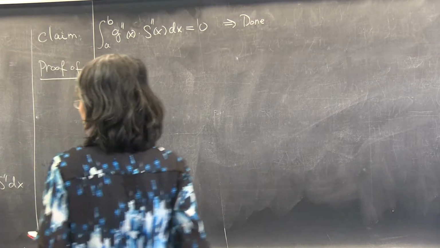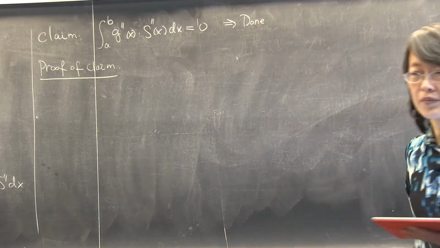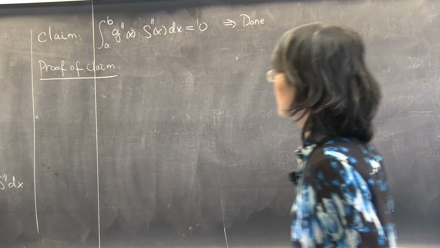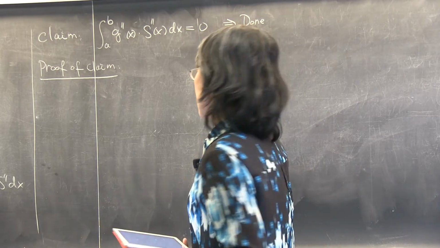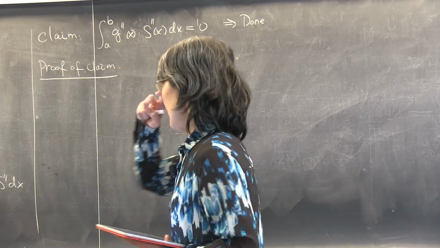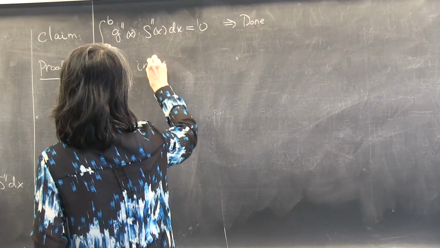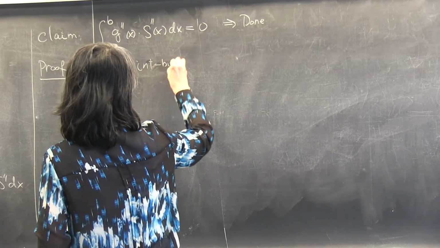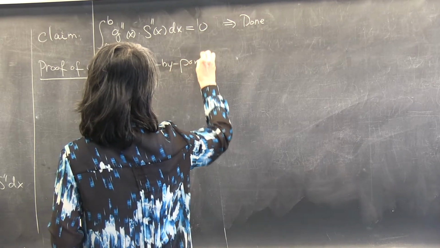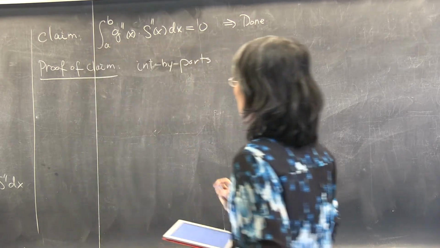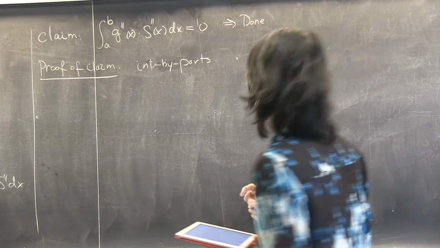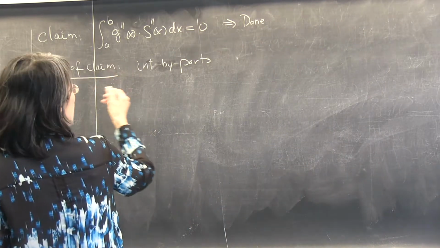So how can we prove this very strange claim? We say that integral has to be 0. Okay, so there are all these derivatives in there. So what we will be doing is something called integration by parts.